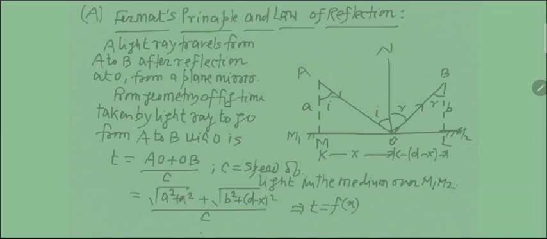So your AO, your distance will be what? Distance is AO plus OB, and your distance divided by speed will be your time taken for the light ray to travel from A to B. So time taken by light ray to travel from A to B is AO plus OB divided by C. So that is your time taken by light in traveling from A to B. And C is the speed of light in the medium over M1 M2. Over M1 M2 means this area. Okay, so speed of light C is in this area above M1 M2.